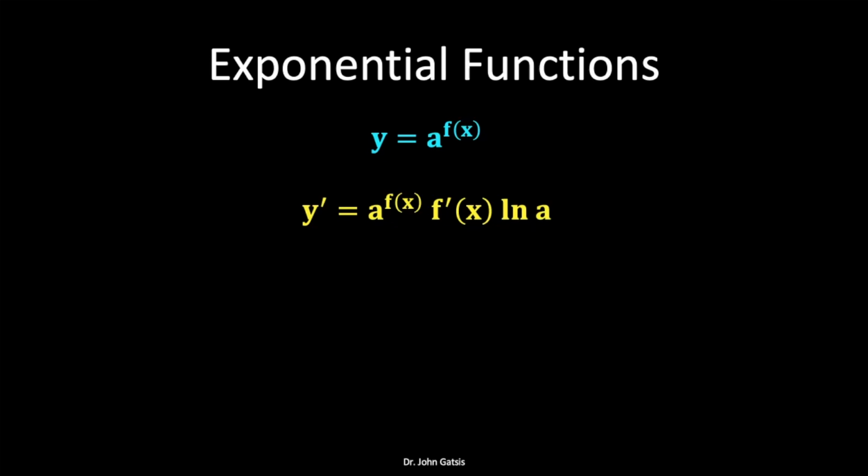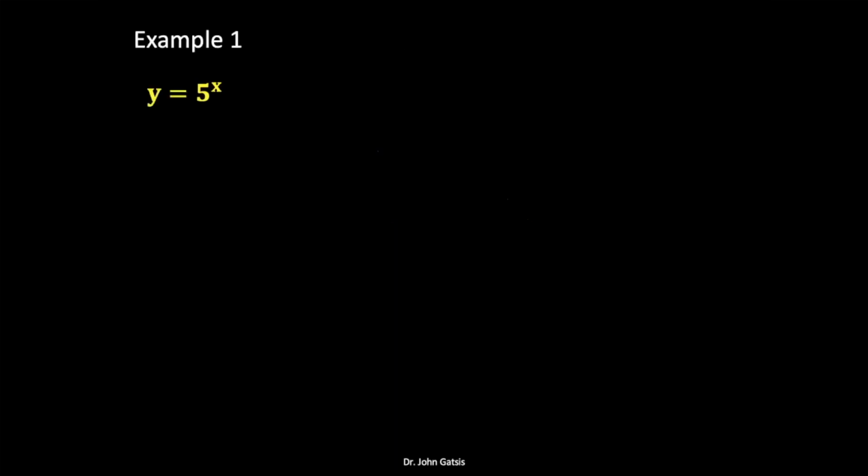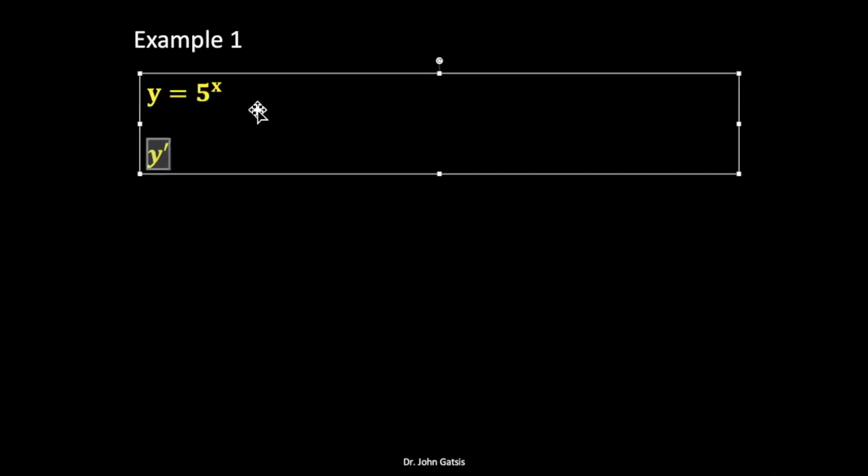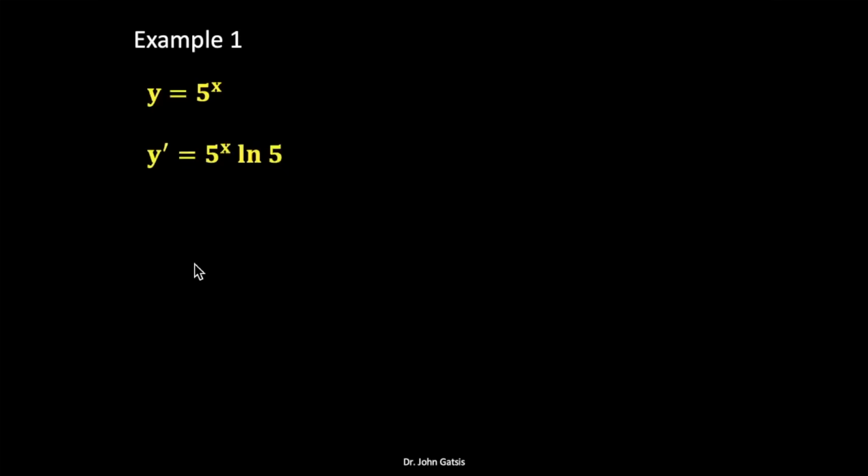Let's try several examples practicing the rules using these various exponential forms, beginning with 5 to the x. So in this case, we have a base that is not e, so we're going to apply a correction, which is the natural logarithm. So that's 5 to the x by ln 5. And that's the final answer.